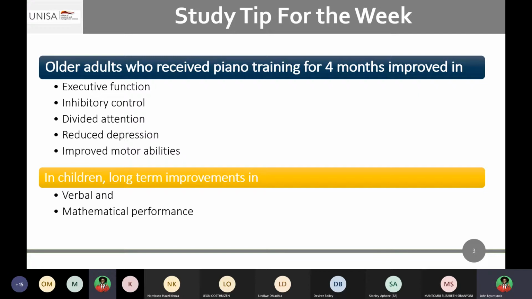Inhibitory control, the ability to control yourself, improved. They no longer had too much divided attention. It reduced depression. It improved motor abilities, meaning they were more flexible. Now they could walk better. Those were old people, which is why that was important. Then a similar study was done on children. They were taught a musical instrument. It showed that they improved verbal and mathematical performance.